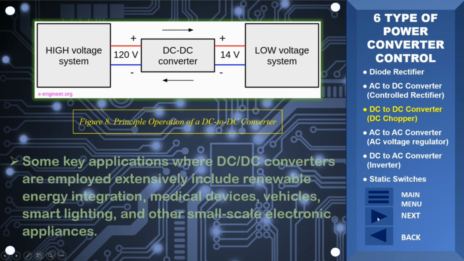Some key applications where DC to DC converters are employed extensively include renewable energy integration and medical devices, vehicles, smart lighting, and other scale electronic appliances.